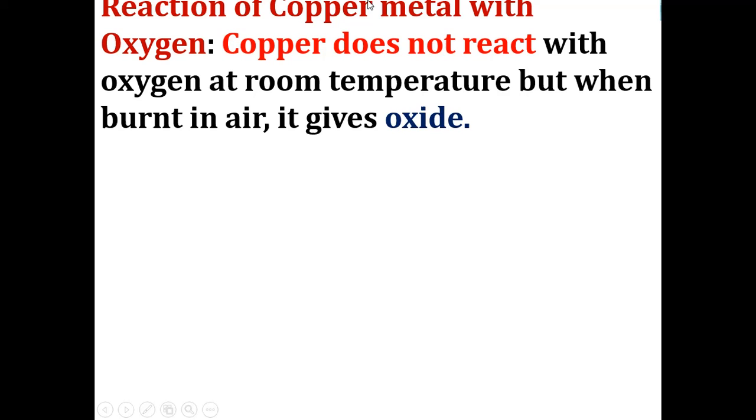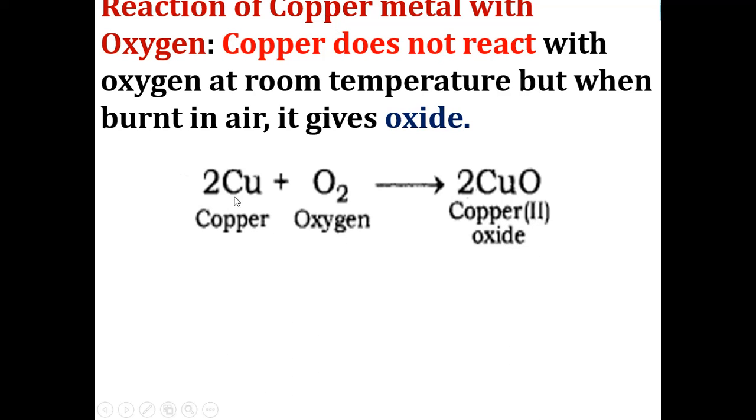Now reaction of copper with oxygen. Copper, unlike the alkali metals, will not react with oxygen at room temperature. Room temperature means normal temperature. Copper does not react with oxygen, but when it is burnt in air, it gives oxide. So we have to heat copper in the presence of air to form copper oxide. Here is the reaction: copper reacts with oxygen when we are heating it and forms copper oxide.